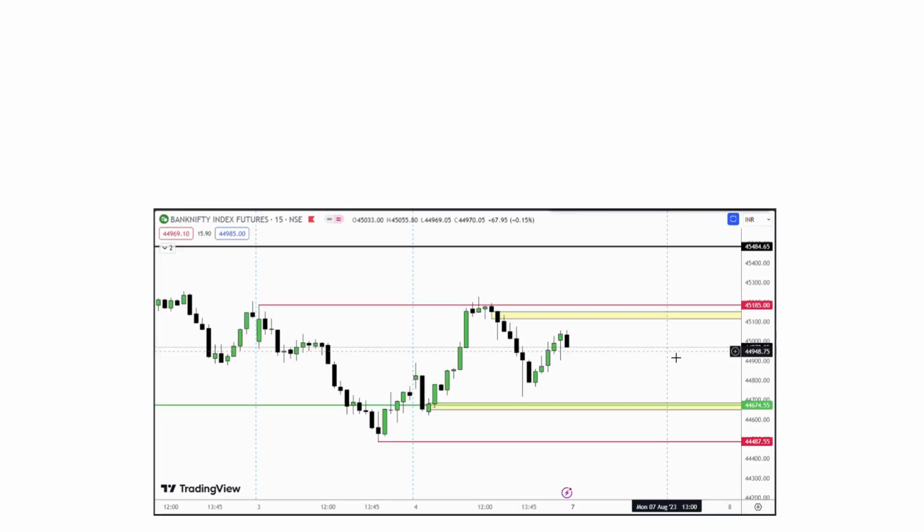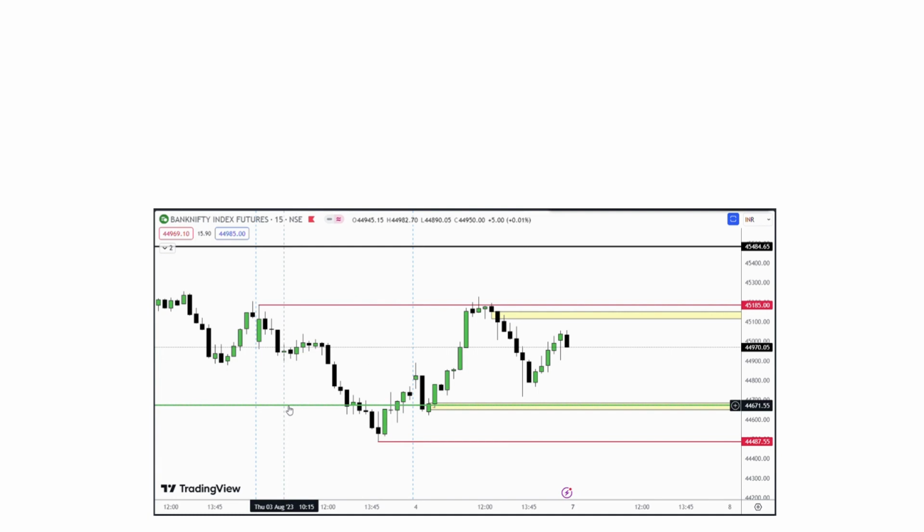All right, guys. Let's have a look at the Bank Nifty's chart. As I mentioned earlier, before the day starts, that is before the 4th of August, we mark the high of the previous day and the low of the previous day. This black line that you see over here is the low of the previous week, and this green line is the low of the previous month.